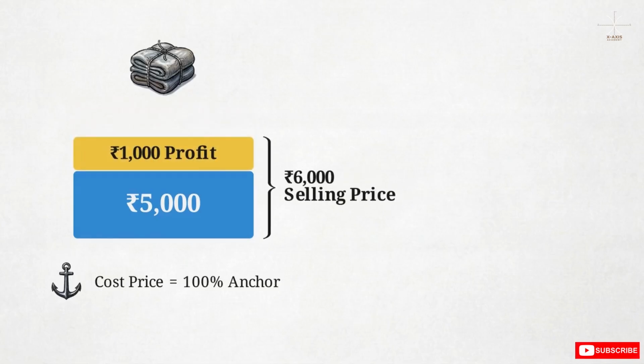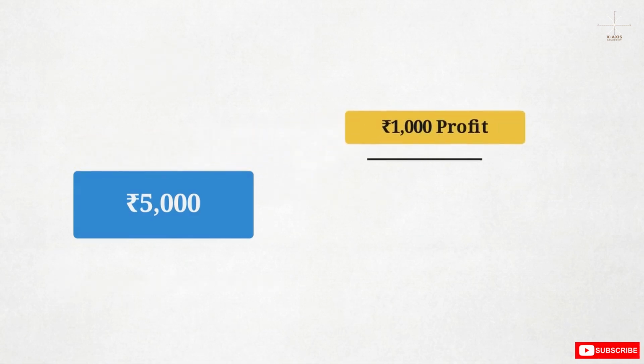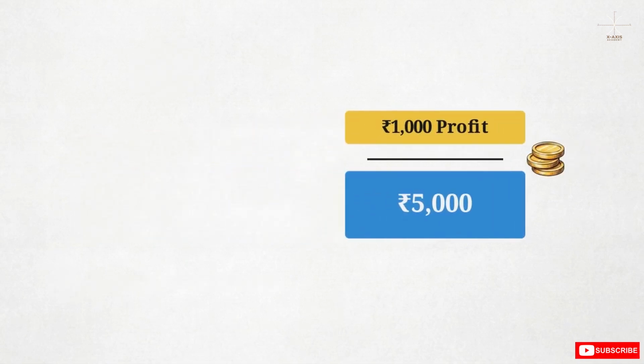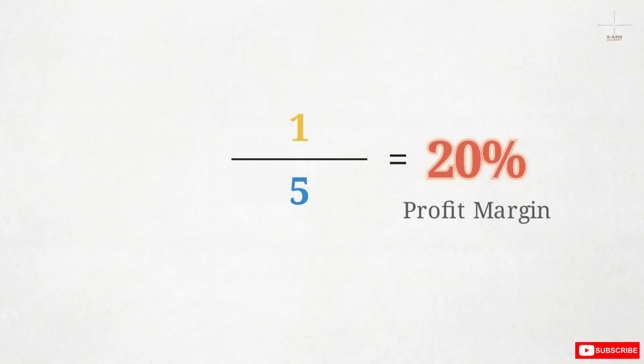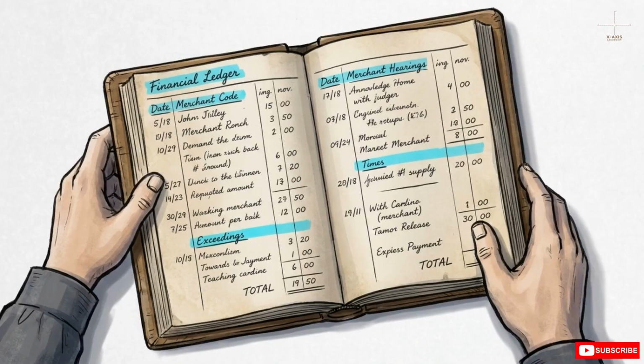That 5,000 rupee initial investment drops in as our fixed 100% anchor. Because the cost price is the anchor, we weigh the 1,000 rupee profit directly against it. 1,000 divided by that 5,000 base gives us exactly a 20% profit margin. For the business owner, the initial cost is the absolute bedrock. Everything else, every margin, every markup, is just a variable shifting above it.